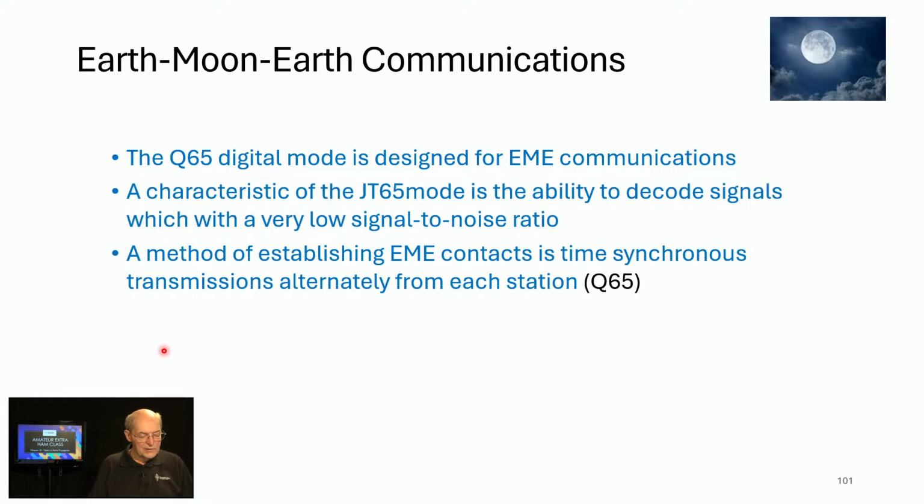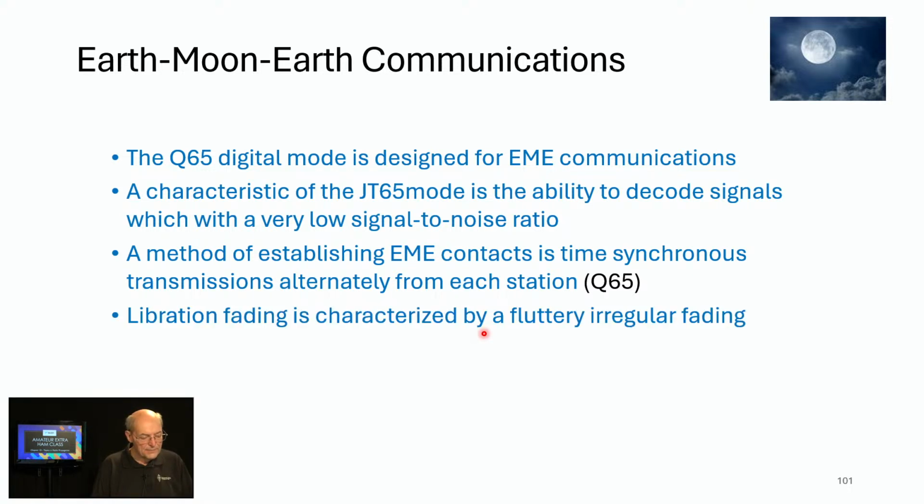A method of establishing EME contacts is time synchronous transmissions alternately from each station, which is how Q65 works. It means you're transmitting for a certain number of seconds and receiving, and both of them have to be synchronized so they know where their time slots are. And libration fading is characterized by a fluttery, irregular fading. So a whole bunch of pool questions on EME.